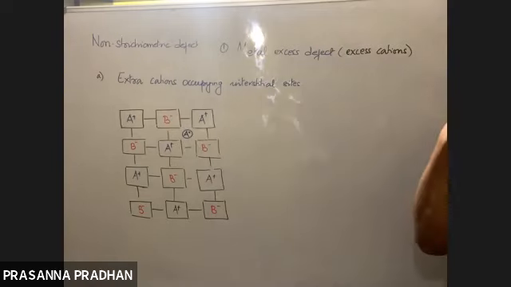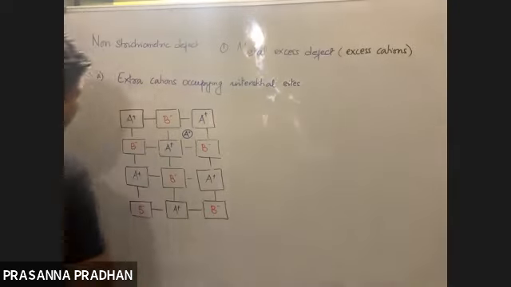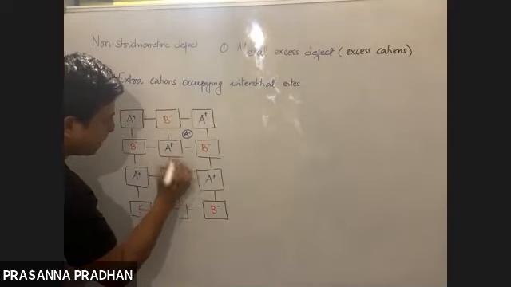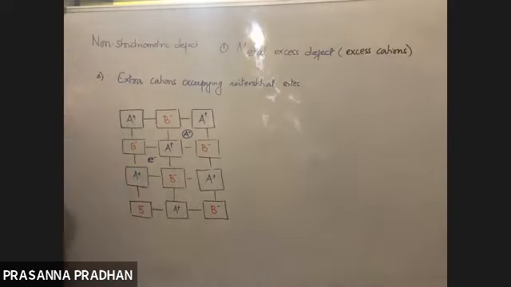In order to maintain the electrical neutrality, an electron will be occupying the adjacent interstitial position like this. एक कैटायन एक्स्ट्रा है तो उसको न्यूट्रलाइज करने के लिए एक इलेक्ट्रॉन, और दो कैटायन है तो दो इलेक्ट्रॉन, तीन कैटायन है तो तीन इलेक्ट्रॉन. So this is an example of a metal excess defect due to extra cations occupying the interstitial position.